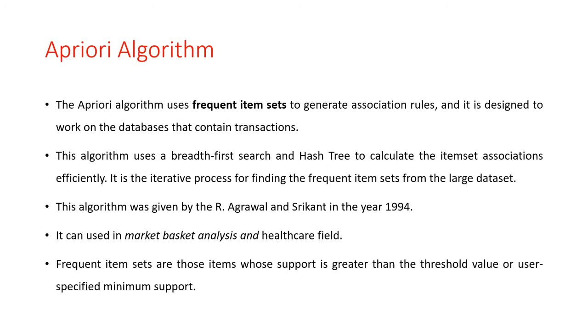So what is meant by frequent item set? As I said, the Apriori algorithm uses the frequent item set. The frequent item sets are those items whose support is greater than the threshold value or user-specified minimum support. It means that if A and B are frequent item sets together, then individual A and B should also be frequent item sets.